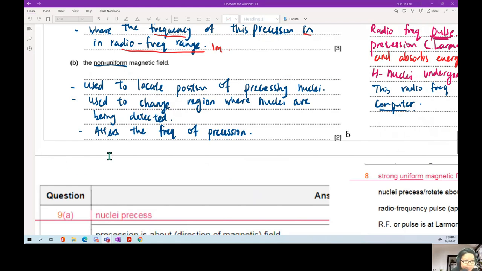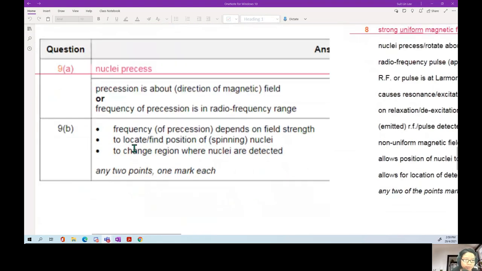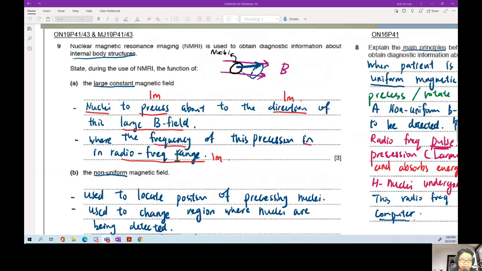Okay, carrying on. So you can see the mark scheme, anyone can write this already. The frequency of the precession depends on the field strength. It is used to locate and find the position of spinning nuclei. So I want to be able to only locate the spinning nuclei in the brain or in the organ that I want to scan. Also changes the region where the nuclei is detected. Maybe the doctor wants to scan the brain and the brain stem and the upper spinal column. Okay, so we will move the non-uniform magnetic field downwards.